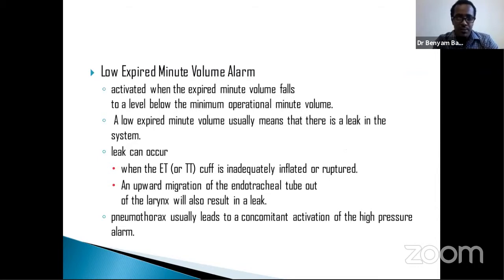The first alarm I want to discuss is the low expiratory minute volume alarm. I have touched a little bit on minute ventilation earlier. Minute ventilation is a product of respiratory rate and tidal volume, yes? We expect the tidal volume that was given to come out, so ideally inspiratory and expiratory tidal volume should be equal.